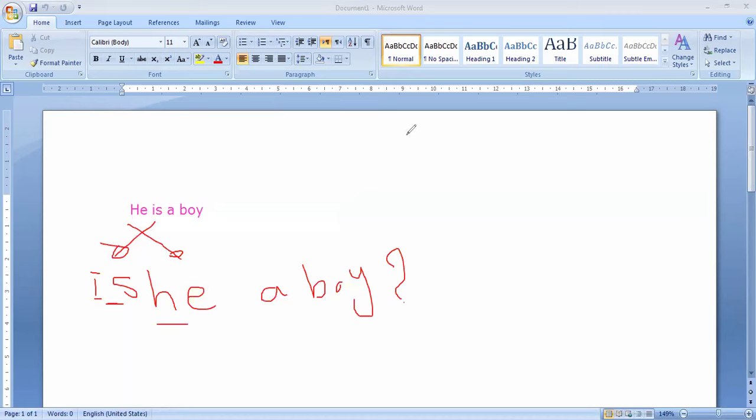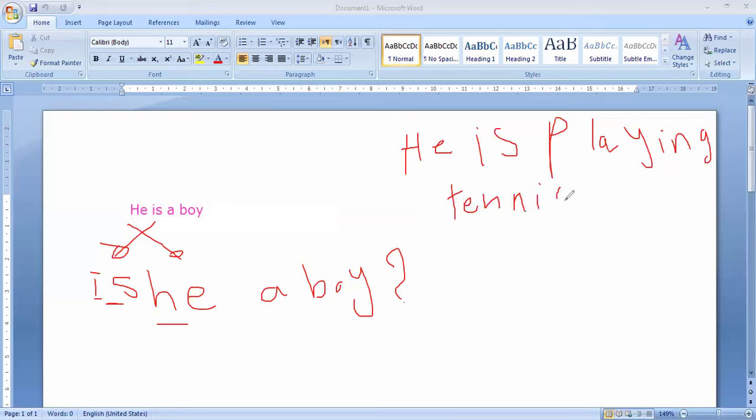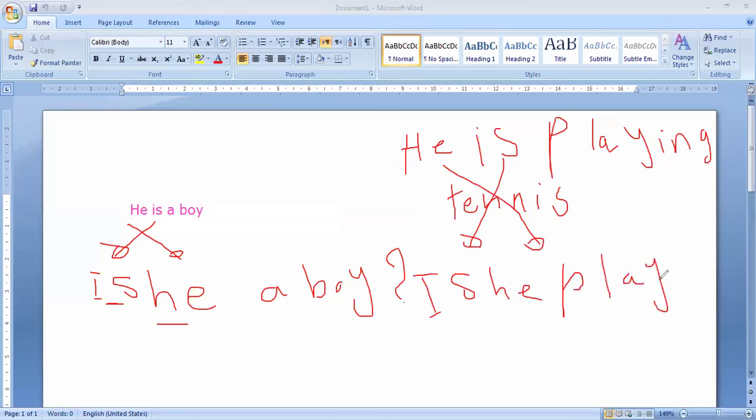When we say he is playing football, for example, he is playing football, I will make another kind of question with a helping verb. He is playing tennis, for example. So what can I do in the question form? Here I also replace the verb instead of the subject, like this: Is he playing tennis? Is he playing tennis?